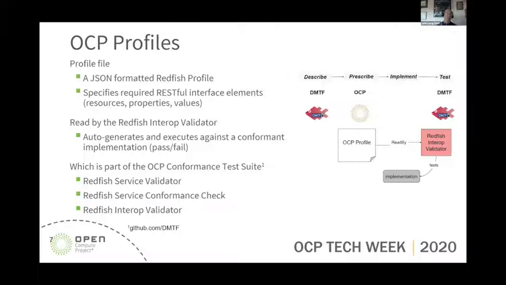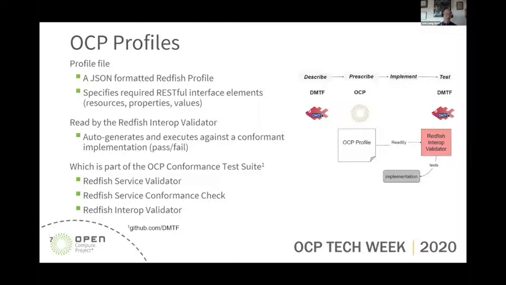So what the profile does is it defines the subset that OCP would want in a particular implementation. It defines the resource property, the value of the resource property, if that's what you want to specify, and then it's all written in a JSON format. Redfish also wrote the Redfish interop validator, which actually consumes this profile file, auto-generates the test and executes it, of course, against a conformant implementation. So if you've built a system and you believe it supports all these functionalities, we now have a test suite to actually run against it.